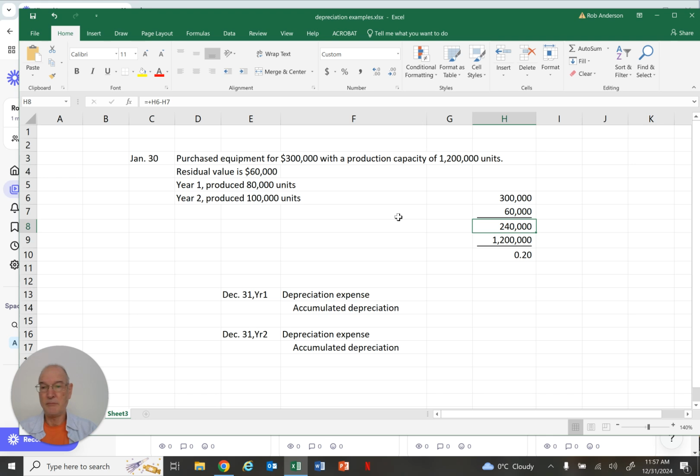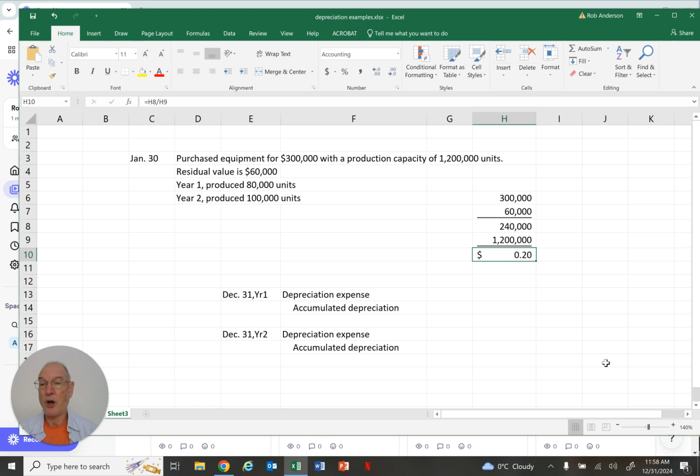And I've manipulated these numbers so that they come out to a nice even number. If you were doing this in real life, you might go to 3 decimals. Your number would probably not be a nice even number, and you would probably go to 3 or even 4 decimals of accuracy to calculate the depreciation rate. But here I have the amount to depreciate of $240,000, and the machine will be good to produce 1.2 million units. So we just divide. So $240,000 divided by 1.2 million units gives us 20 cents per unit.